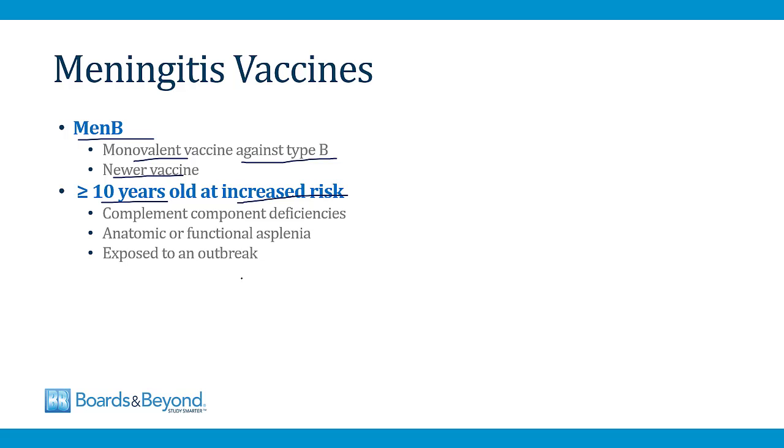So this includes children with complement component deficiencies, children who are asplenic, either they are anatomically asplenic because their spleen's been removed, or functionally asplenic like children with sickle cell anemia. And then the other group is children who are exposed to meningitis in an outbreak.